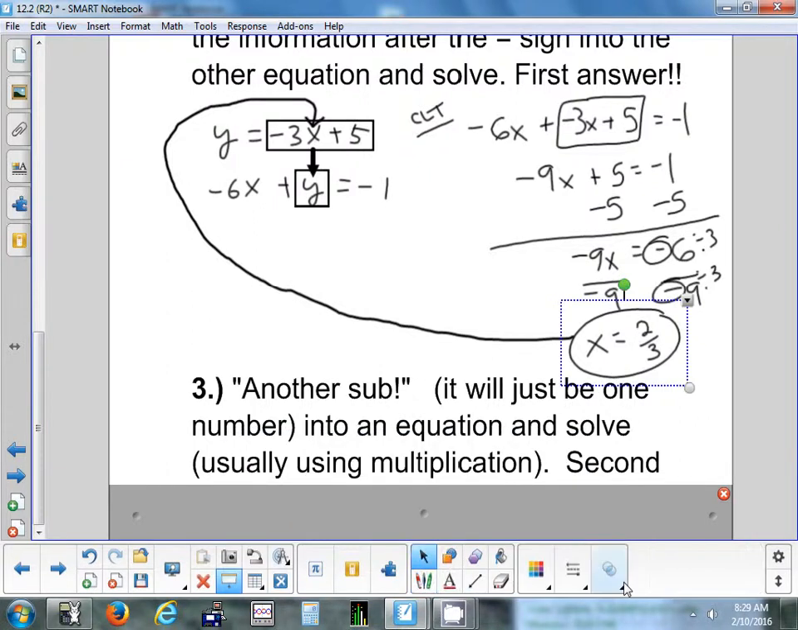Rose: I'm confused because I was trying to catch up. How did you get negative 6 divided by 3 from negative 1 minus 5?